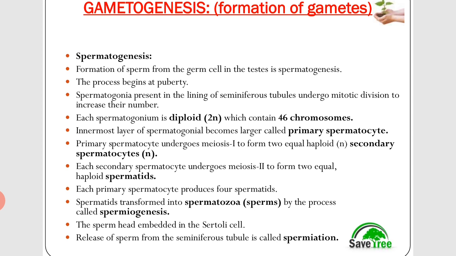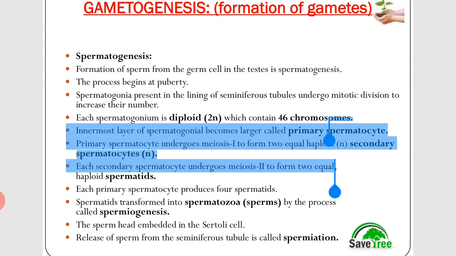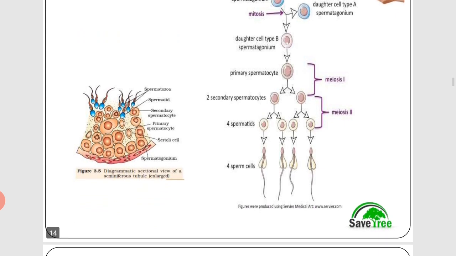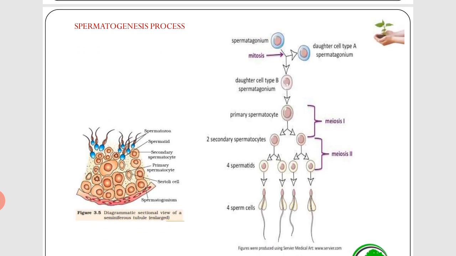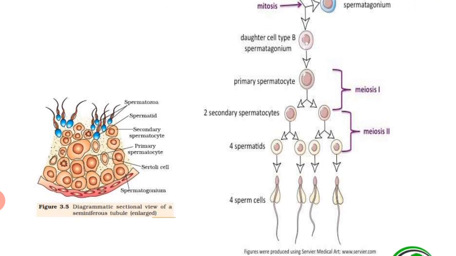Next, here you can see the diagrammatic representation. I told you this is a sectional view of a seminiferous tubule. The seminiferous tubule is made up of two types of cells. At the base you can see spermatogonia, or spermatogonium. These are diploid cells. Now they will multiply and give rise to primary spermatocytes. You can see that. Then these primary spermatocytes will undergo meiosis 1 and meiosis 2 and give rise to secondary spermatocytes. Then these secondary spermatocytes will give rise to spermatids. This blue color you can see.